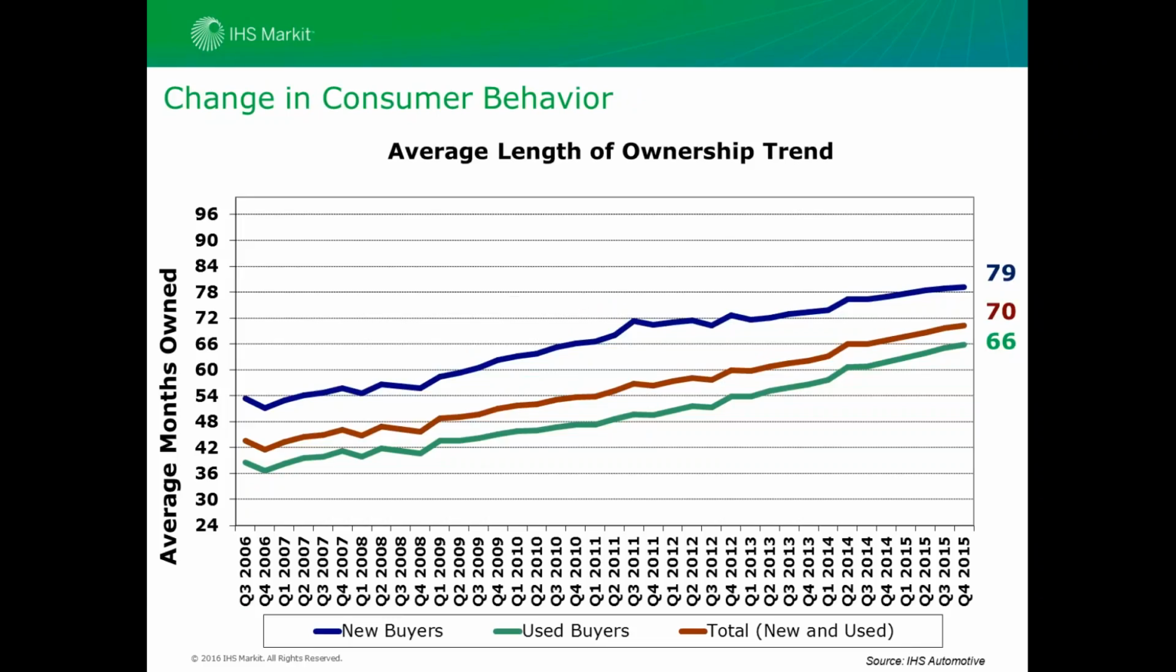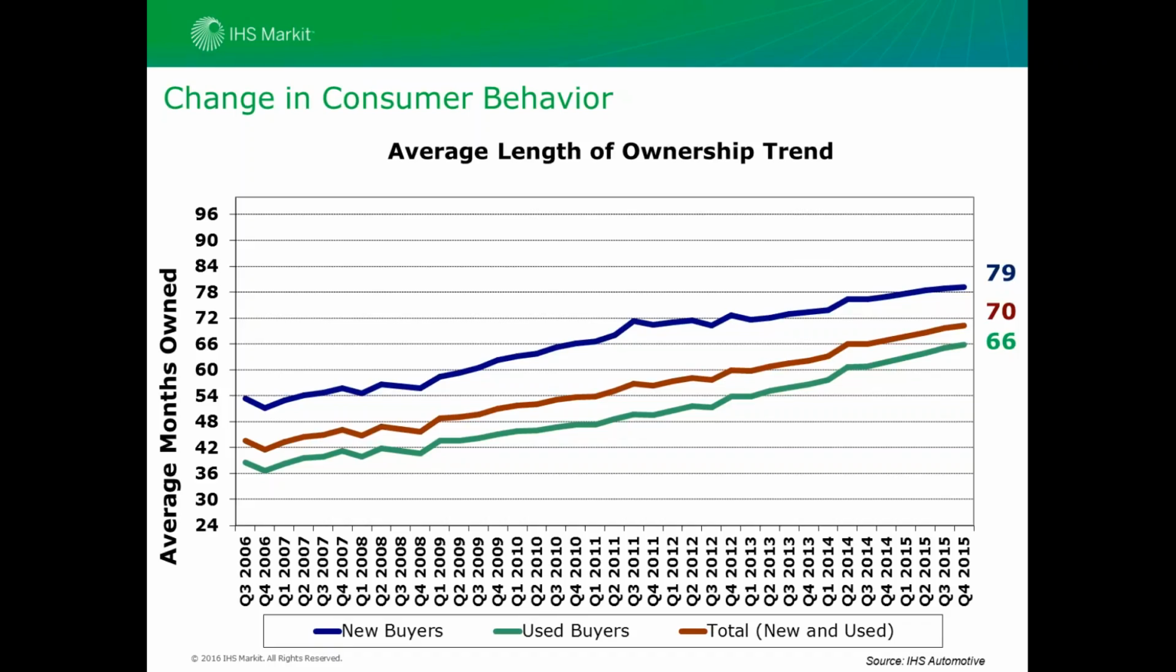And what you're looking at here is the average length of ownership in the U.S. The blue line is for new buyers. The green line is used buyers, and the line in the middle there is combining those two numbers. And basically what you're seeing here is, since just before the recession in 2006 to today in 2015, each of these data points have increased by 2 years over this time period. People are hanging onto their vehicles that much longer, and that also is causing that average age to go up.